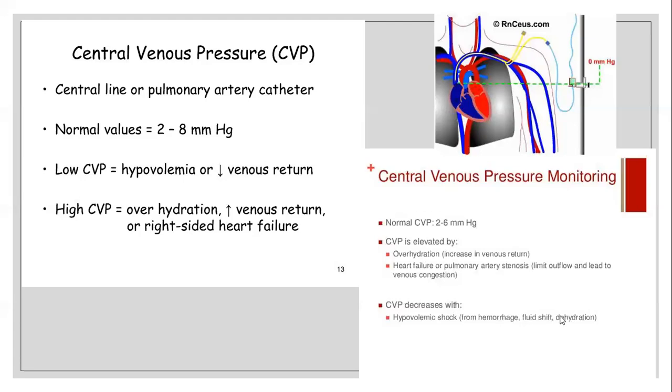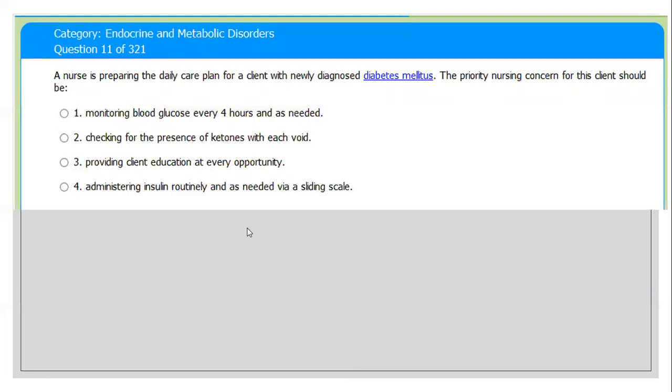Let me recap it. What are the medical conditions when central venous pressure goes down? In case of hypovolemia, or if the venous return decreases, management is to give them IV fluid. What medical conditions cause central venous pressure to increase? Overhydration, or if the venous return increases, or right-sided heart failure.